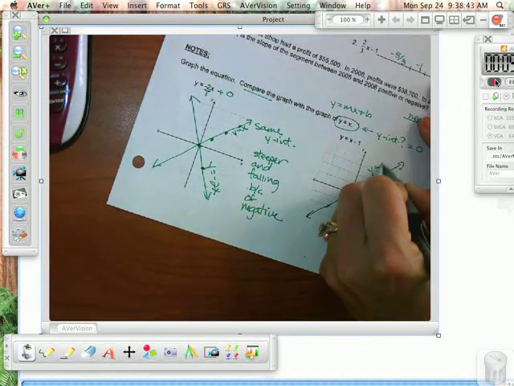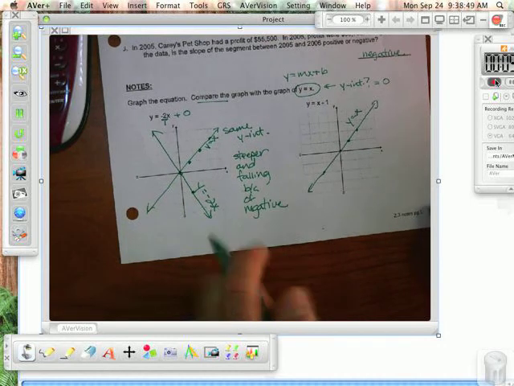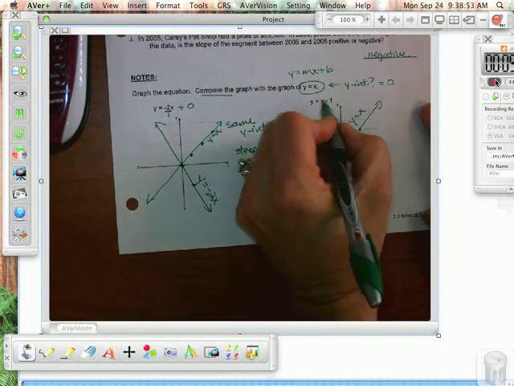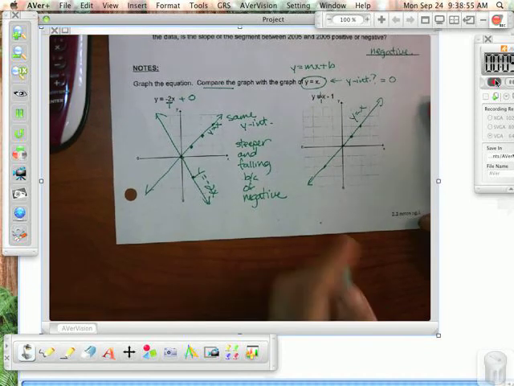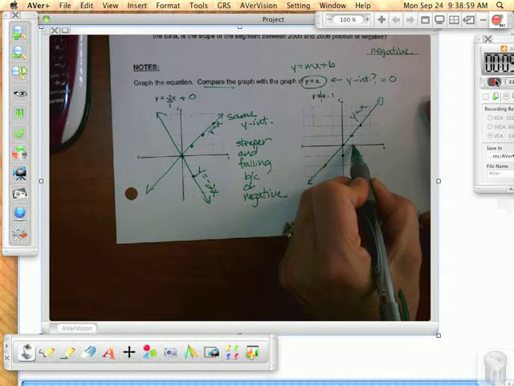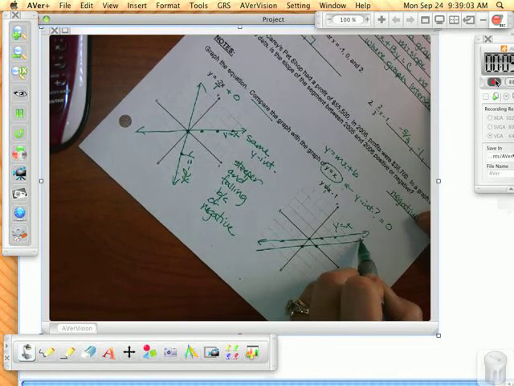That's y equals x. And then here, let's graph this one. What's the slope of this one? It's 1 over 1, isn't it? So I start at negative 1. Go up 1 over 1. Oh, what am I seeing here? What kind of lines are they?